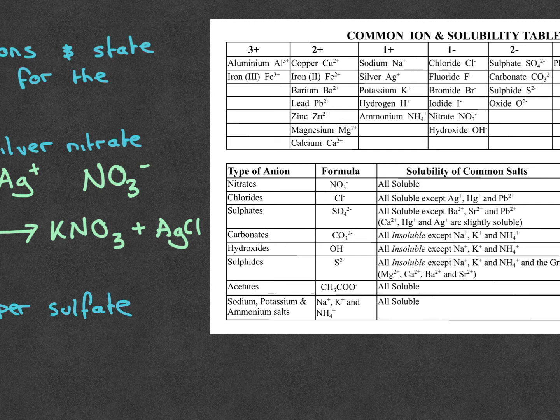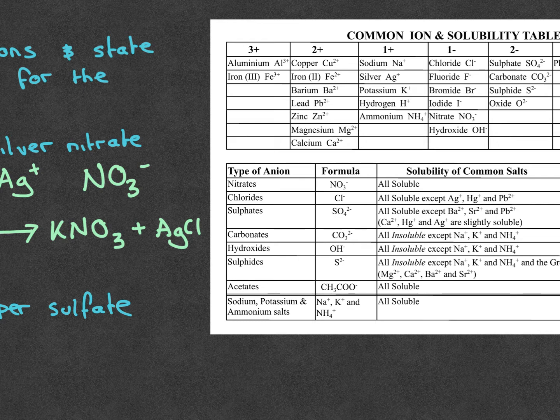Okay, so now we need to work out which one's the insoluble product. So the two products formed here are potassium nitrate and silver chloride. Okay, so we need to use this solubility table here to work out which one of these two will be insoluble. Okay, so let's have a look at nitrates first. All nitrates are soluble. Okay, so potassium nitrate we can eliminate straight away as being the insoluble product. Okay, that's not going to form our precipitate.